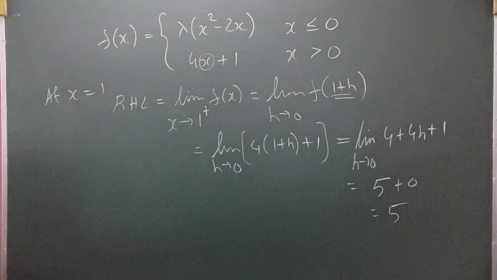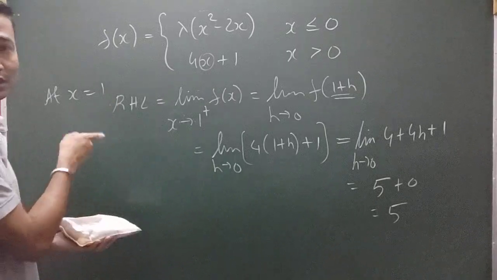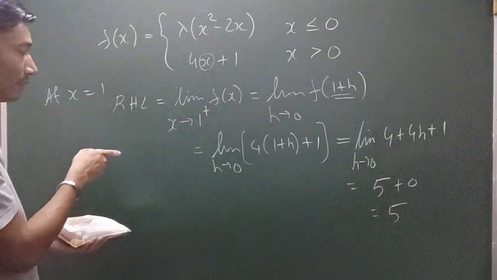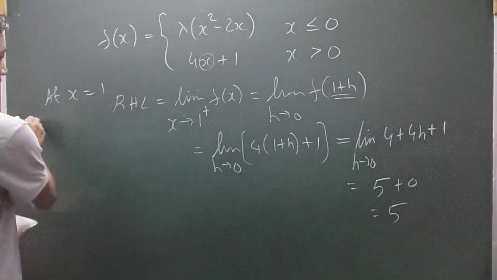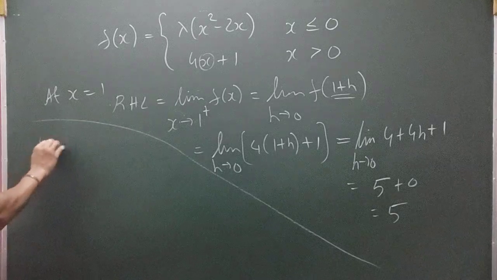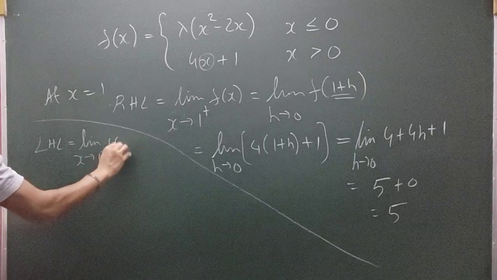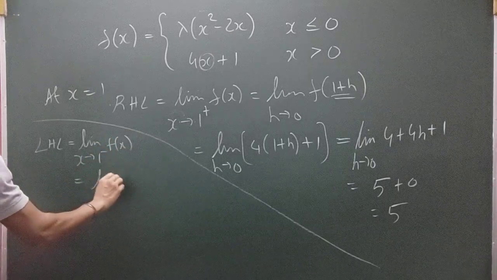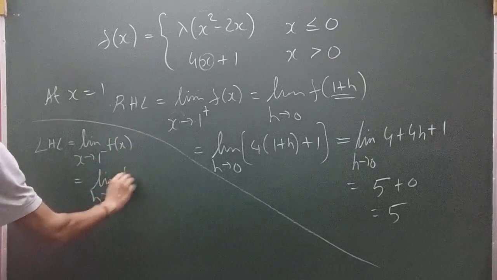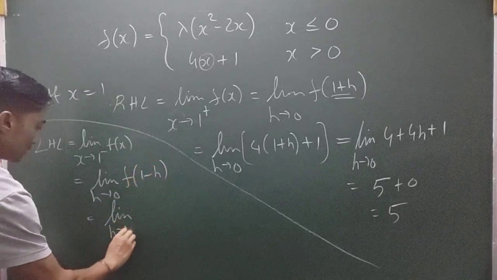Got it? Alright, now let's move on to the left hand limit. I'm just going to write over this. Some of you might be still confused. So left hand limit, that is the limiting value as x tends to 1 minus of f(x), that would be equal to the limiting value as h tends to 0 of f(1 − h).